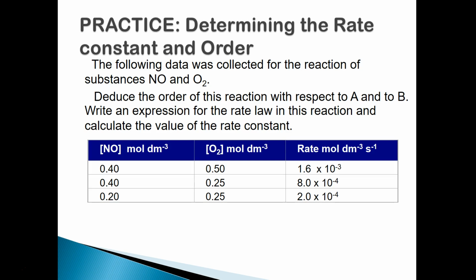All right, so take a moment and practice with this problem. It says the following data was collected for the reaction of nitrogen monoxide and oxygen gas. Deduce the order of this reaction with respect to NO and O2, write an expression for the rate law in this reaction, and calculate the value of the rate constant. So it wants 3 things. So take a moment, use the steps on the previous slide, and see if you can come up with those 3 things.